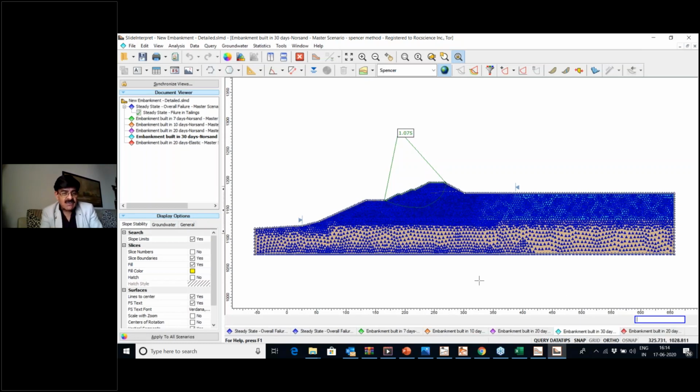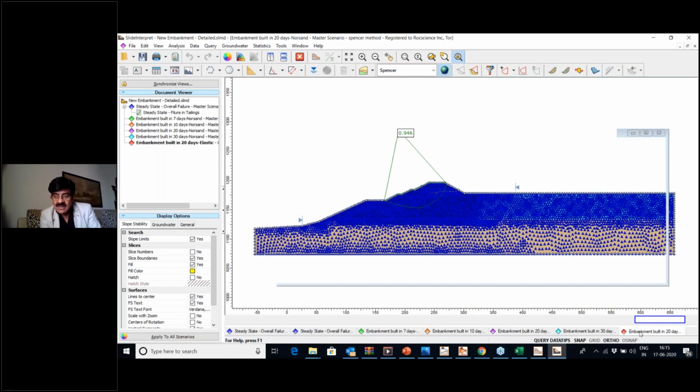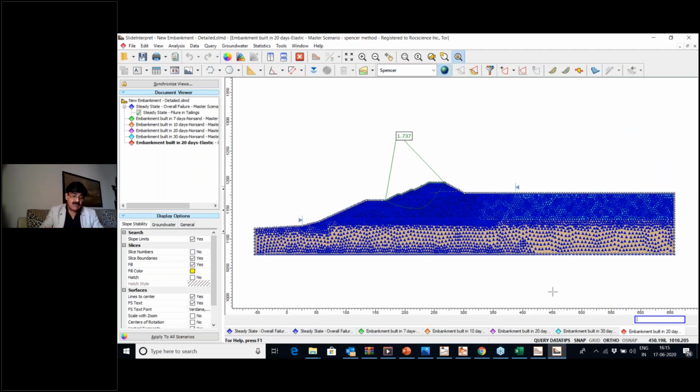And if, instead of choosing an advanced material model like Norsand, you choose an elastic or elastoplastic material, which is the last scenario which was done for the 20-day, for which we obtained a factor of safety of 0.946, the factor of safety being obtained now is 1.737, which may be incorrect because you are choosing an incorrect material to represent the situation. The actual situation would be this, 0.946, and that brings to the importance of choosing the correct material model. And so let's go back to the presentation.